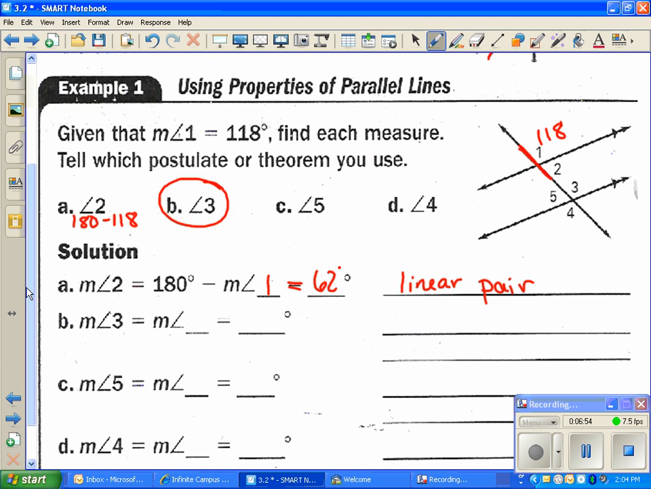So, remember that last class? If I was saying it was corresponding, alternate interior, alternate exterior, consecutive interior, what would you say it is? Same location, different lines. They're called corresponding angles.